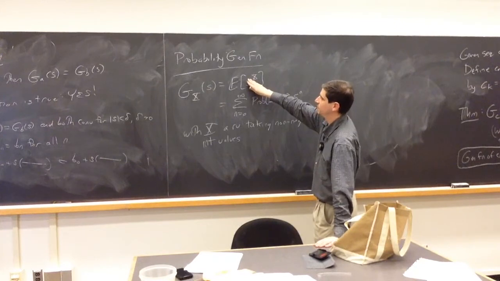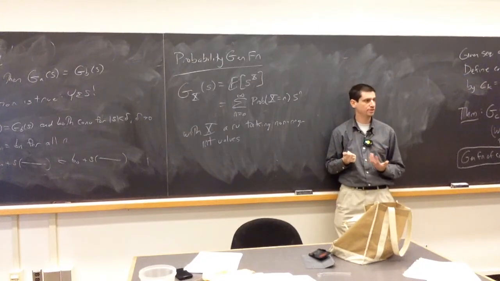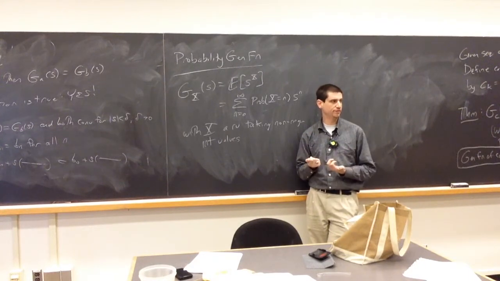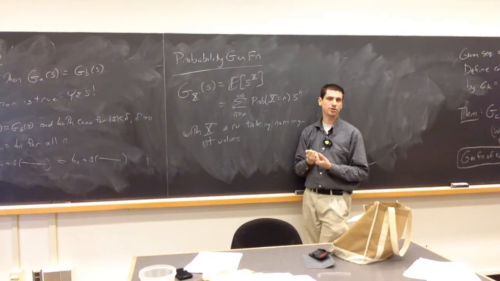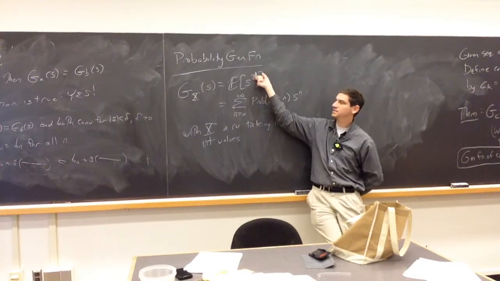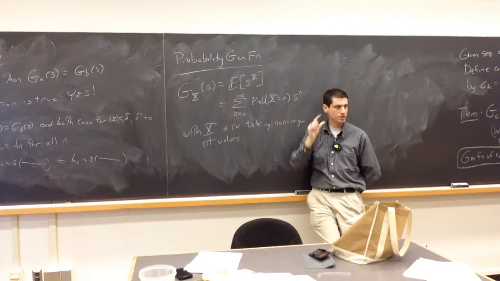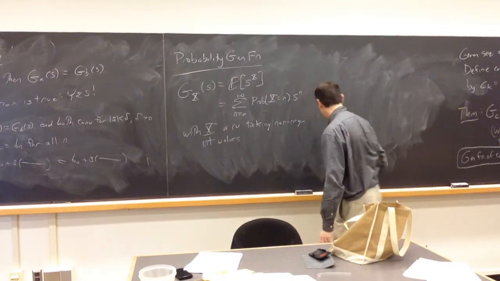If I just asked you for the expected value of x, that would be n times the probability that I take on the value n. If I wanted the expected value of x squared, it would be n squared times the probability I equal n. If I wanted the third moment, x cubed, it would be n cubed times the probability I take on the value n. I'm taking the expected value of s to the x. So now instead of having x squared, x cubed, I have s to the x. So this is a little bit different than before. Why am I doing it? This is extremely useful. So we can immediately get some theorems from this.